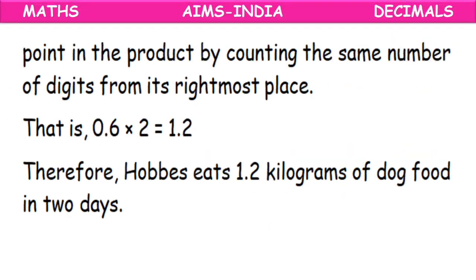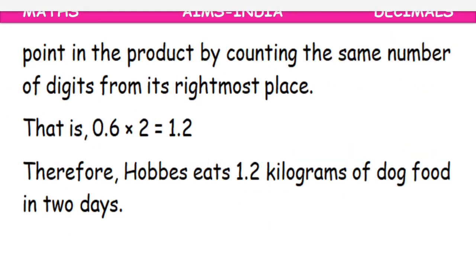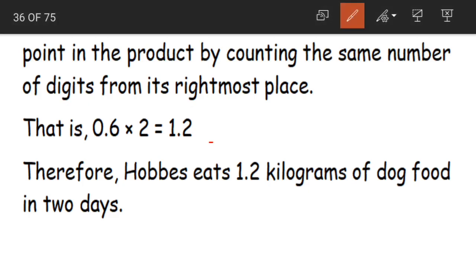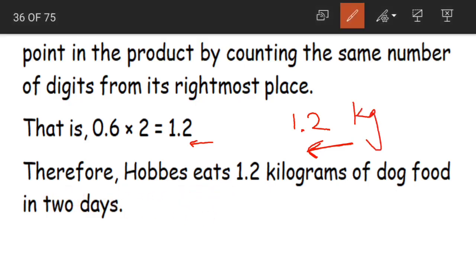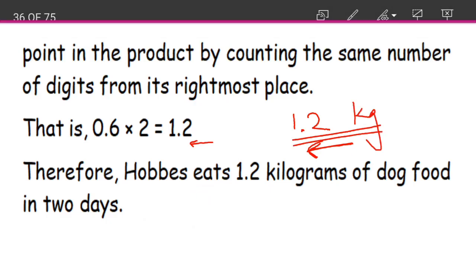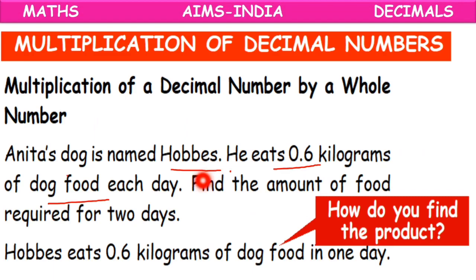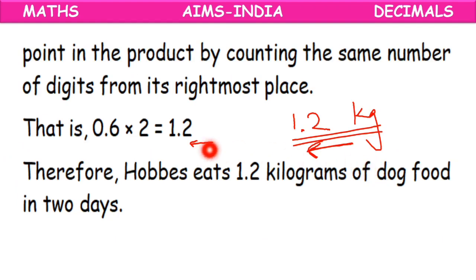So put the decimal point in the product by counting the same number of digits from the rightmost place. As the product is 12, and 0.6 has a point after one digit, even in 12 we will place a point after one digit from the right. Therefore we can conclude that Hobbs eats 1.2 kilograms of dog food in 2 days. Again, why kilograms? In the question, the information is given in kilograms. So even in the answer, the information will be represented in kilograms.